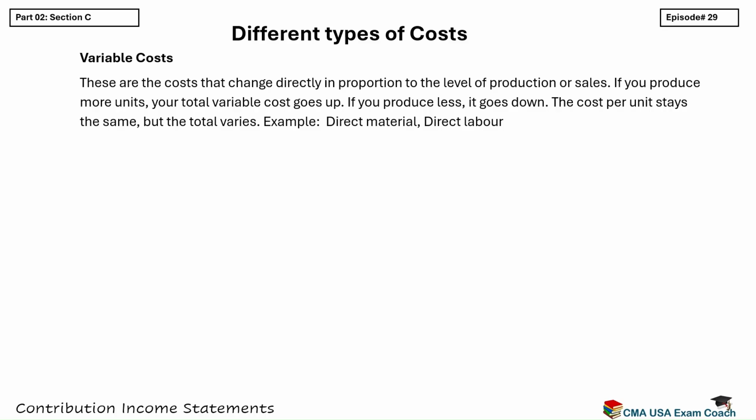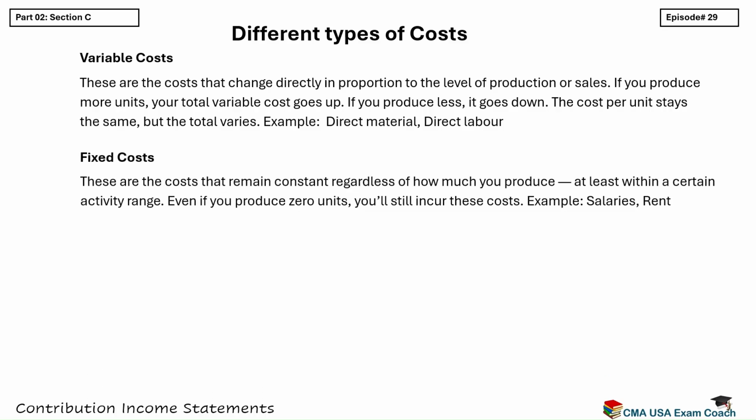Next, fixed costs. These are the costs that remain constant regardless of how much you produce, at least within a certain activity range. Even if you produce 0 units, you'll still incur these costs. Some examples include fixed overhead, like factory rent or salaries of permanent supervisors. Whether you produce 100 units or 10,000 units, the rent remains the same.